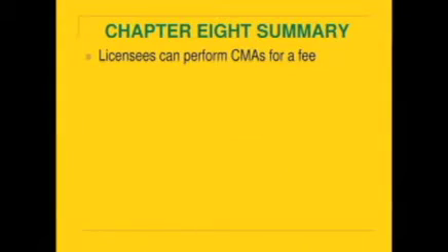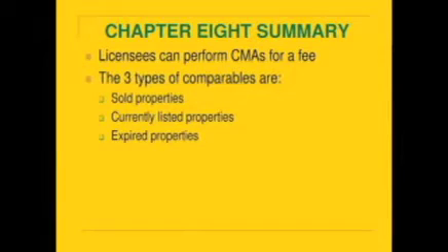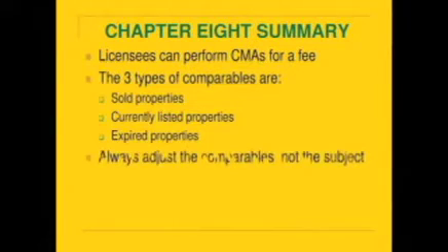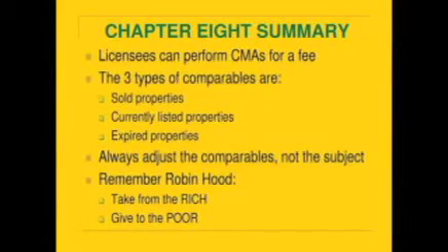What I would like to do right now is to go ahead and review Chapter 8, give you the summary of those important issues that you're going to need to know. A licensee can perform a CMA for a fee. The three types of comparables are the sold properties, properties that are currently listed, and properties that have expired. You always adjust the comparables, not the subject. Remember Robin Hood, you take from the rich and you give to the poor. And that's the end of our Chapter 8 review.